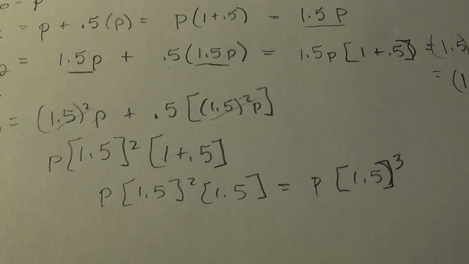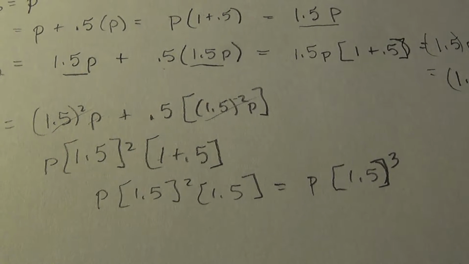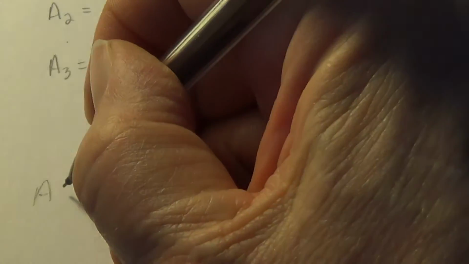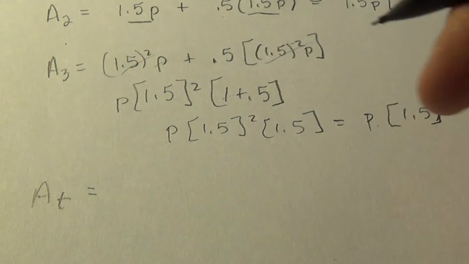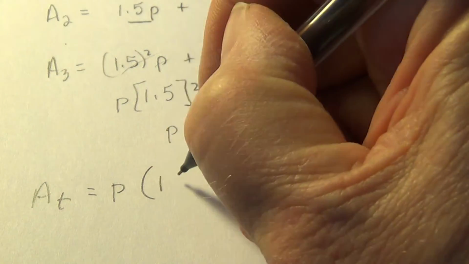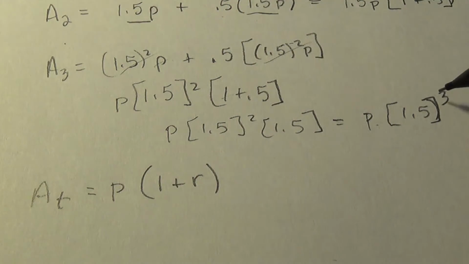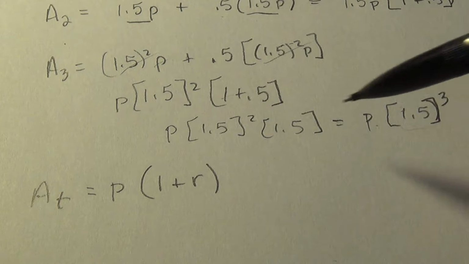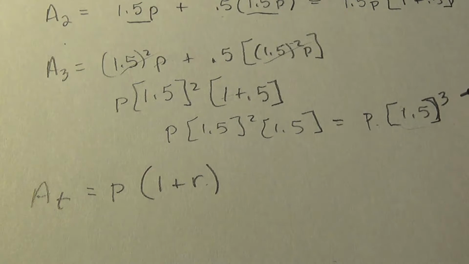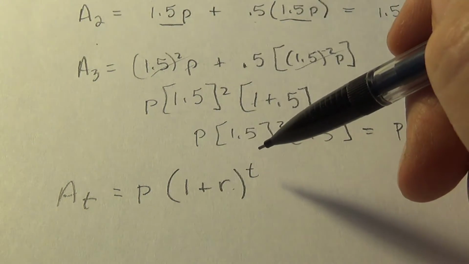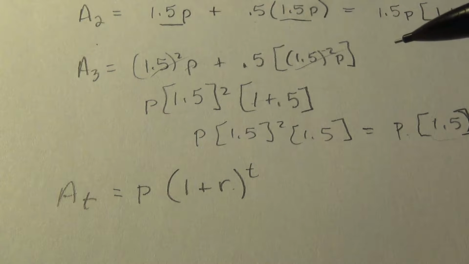So as you see this discussion go, you can probably tell that the amount at any time t is going to be the principal times 1 plus the rate of interest. Ours was 0.5, so we had 1 plus 0.5. For any rate, I'm going to write it like this, raised to the time t. All right, so that is a general equation for compounding interest once a year, which is very unusual.